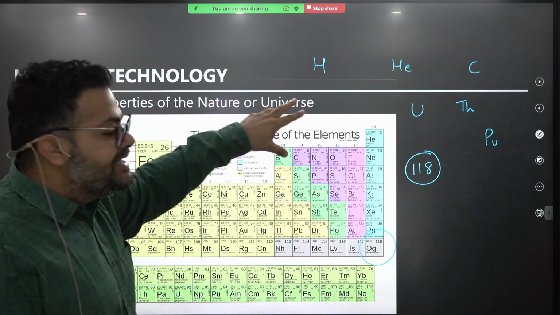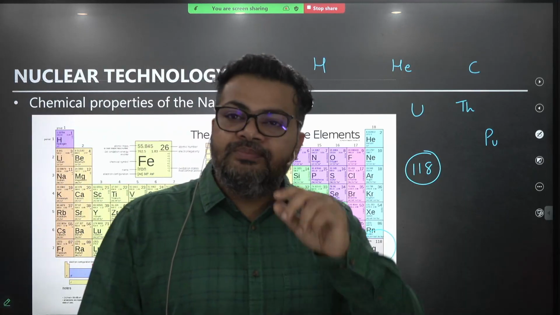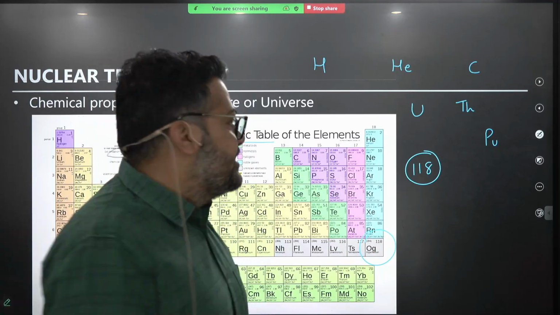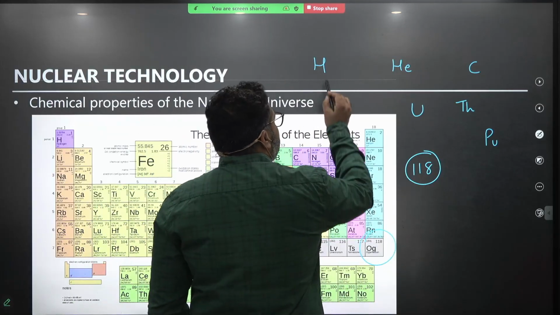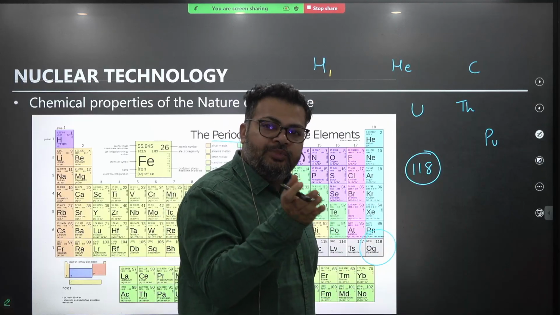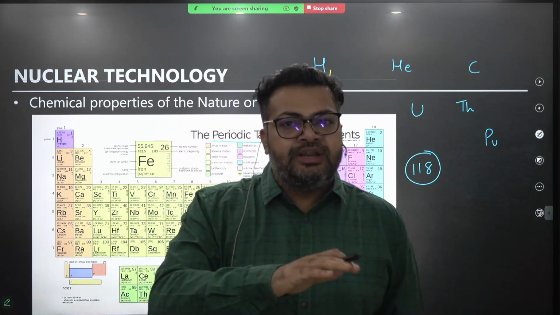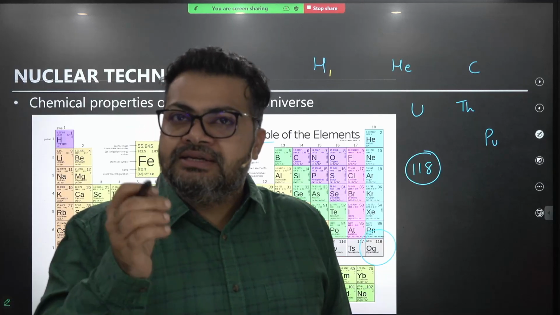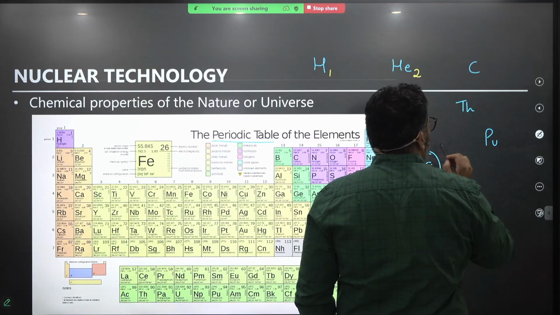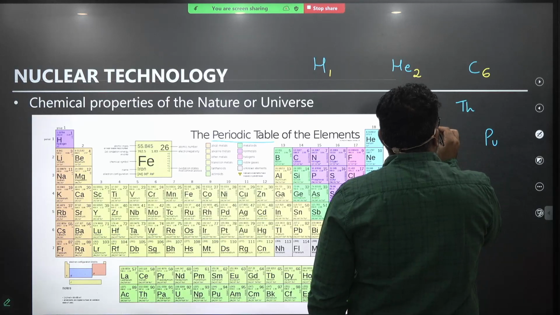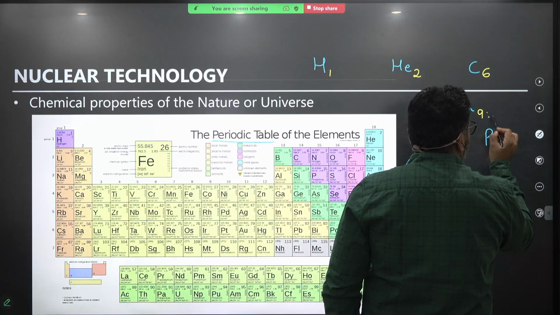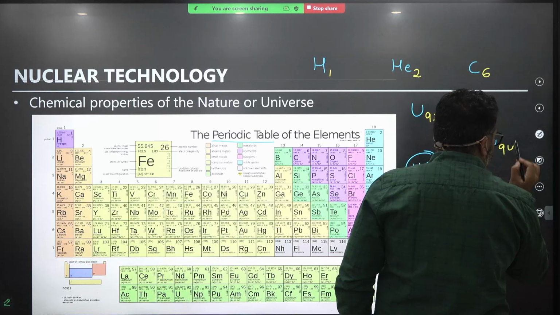Now guys, whenever we write these elements, we often write some numbers around them. For example, for hydrogen, we write the number 1 on the lower corner. It could be written on the right or left, it doesn't matter, but it is written in the lower corner. For helium, we write 2. For carbon, we write 6. For uranium, we write 92. For thorium, we write 90. And for plutonium, we write 94.